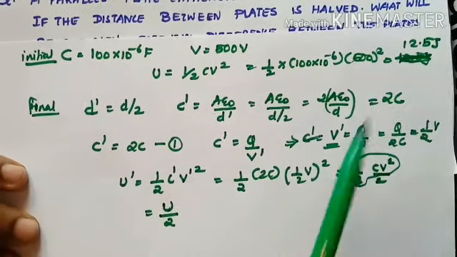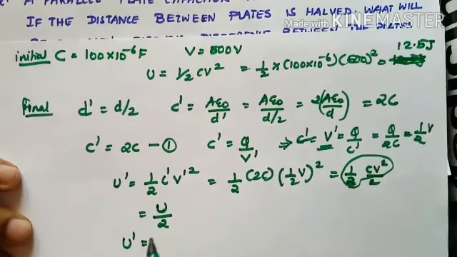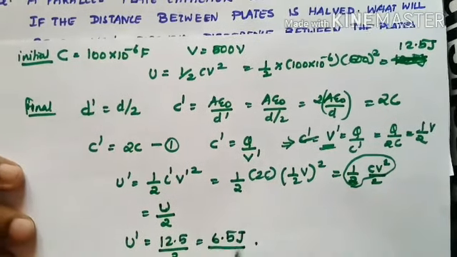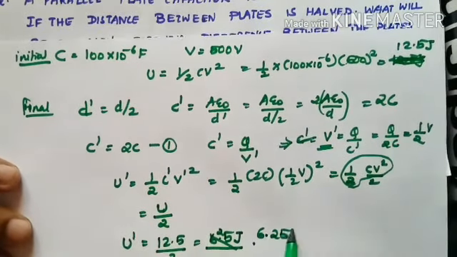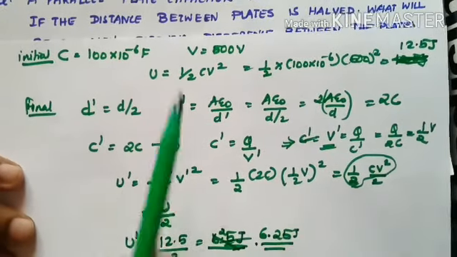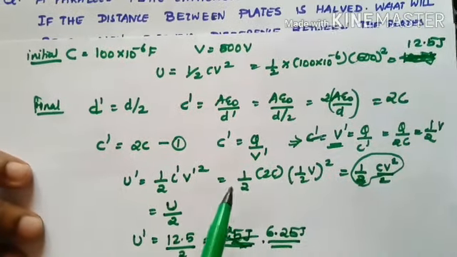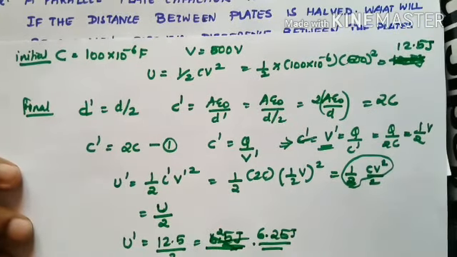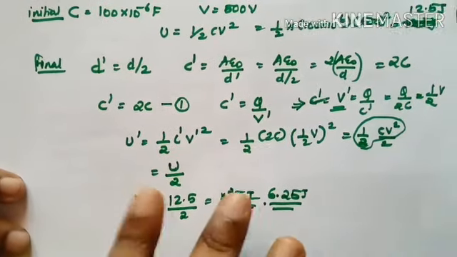Clear? So what is the initial energy found? That is 12.5 joules. So the new energy will be 12.5 by 2, that is, sorry, 6.25 joules. So how has the energy changed? It has become half of the initial energy stored in the capacitor. I hope it is clear. Don't mention it as potential energy, mention it as energy itself. I hope you understood how this problem is done.